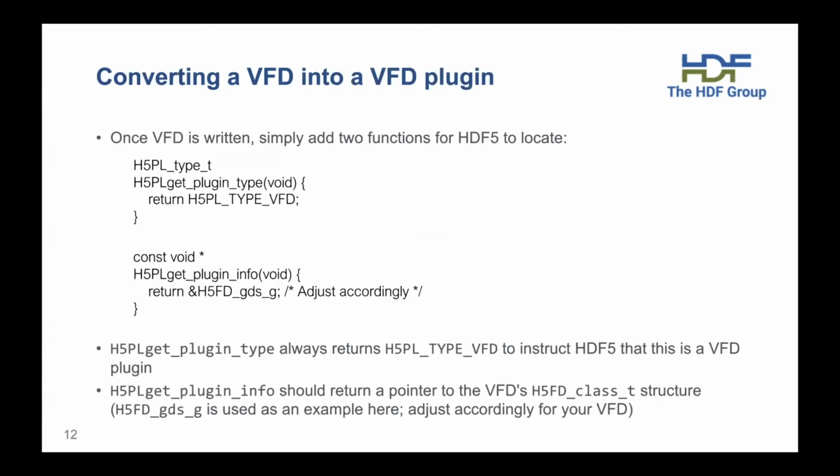And then once you've written a VFD, converting it into an actual plugin is fairly simple. You just have to add these two functions to your VFD, the get plugin type routine and get plugin info routine. The get plugin type routine always returns this same value of type VFD, and it just tells HDF5 that your VFD is a plugin. And this get plugin info function should return a pointer to your VFD's class structure. And here the value that I used is just a placeholder, just adjust accordingly for your VFD.